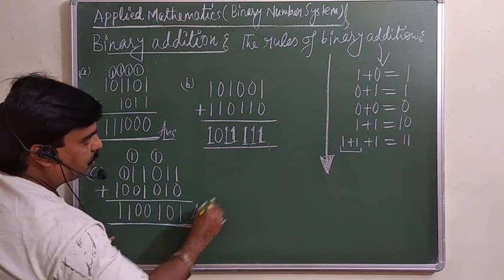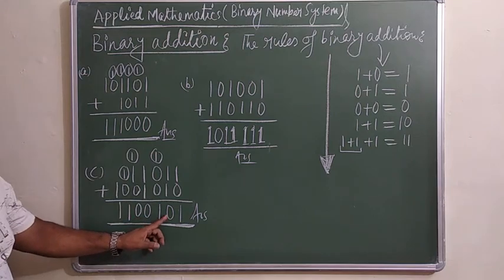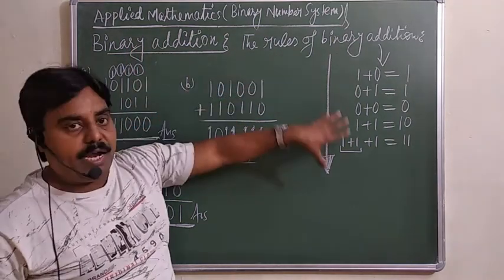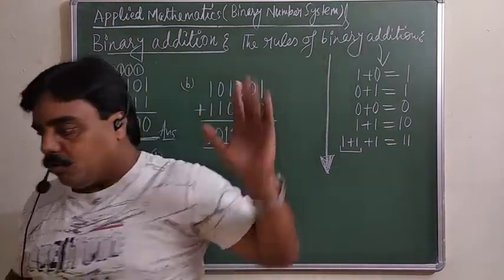And this is your answer. So here you will get 1, 1, 0, 0, 1, 0, 1. So likewise, you can add them. Next we will discuss the rule for the binary subtraction. Have a look.